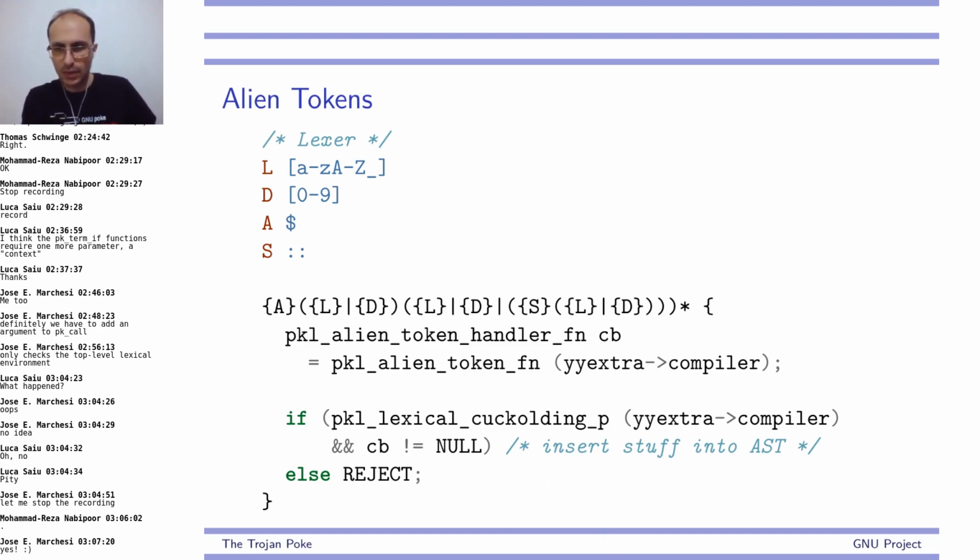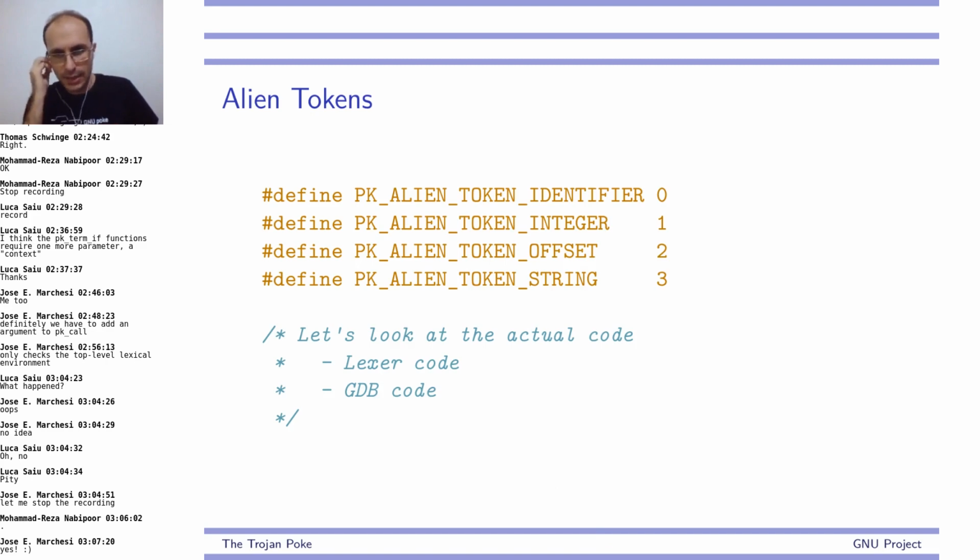And so in the next slide here, you see that you have currently these four things. You can say, okay, Poke, this is an identifier, so make an ASD node for the identifier, or it's an integer, it will make an ASD node for the integer literal, or offset, or a string. Let me show actual code.